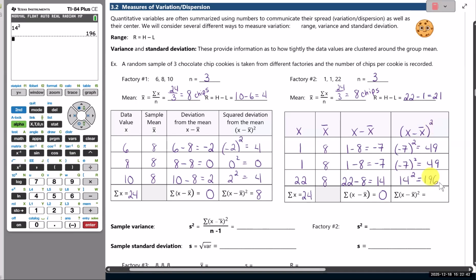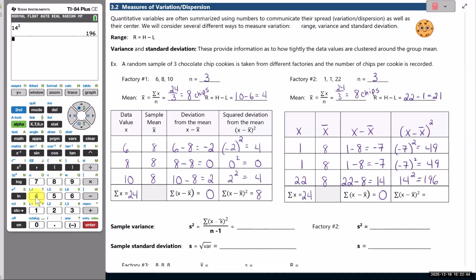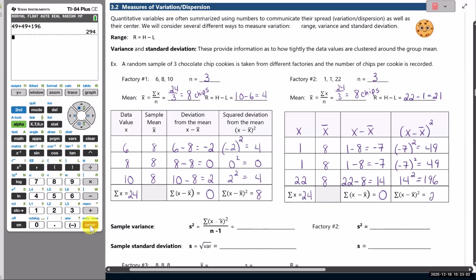All right, so if we add those squared deviations together in this case, 49 plus 49 plus 196. All right, so that's 294. So all we're looking at right now is we're just seeing that 294 is certainly bigger than 8. So that's telling me I've got more deviation in this second factory.